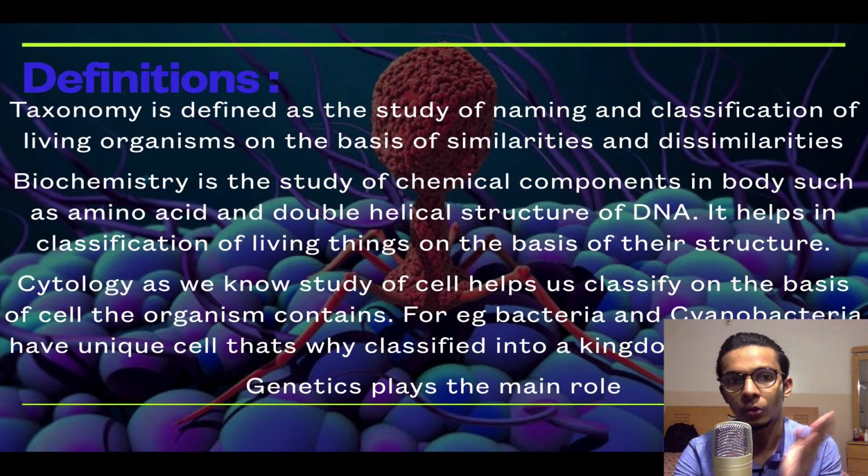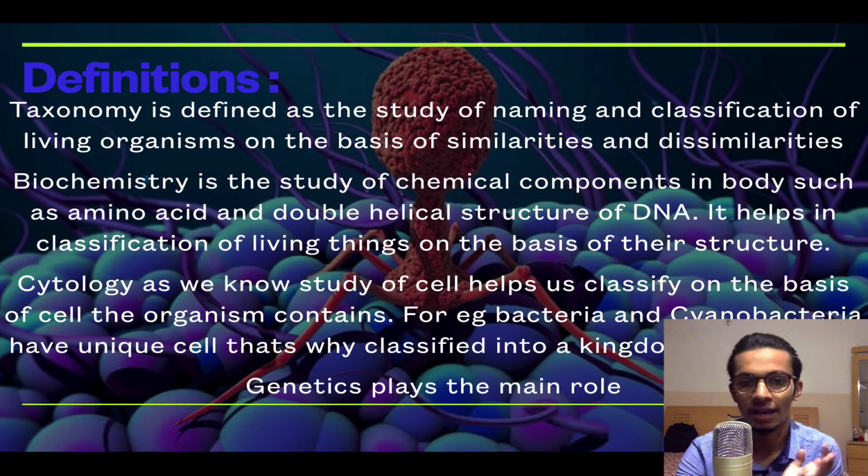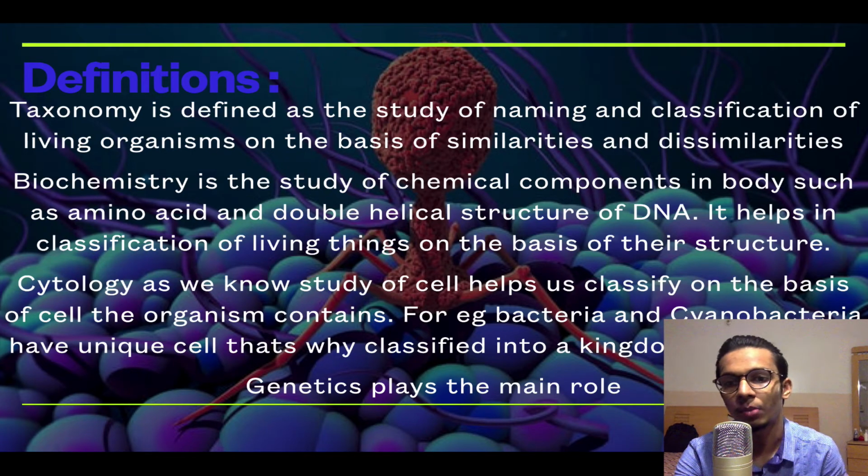There are so many things, but if we say the most important ones due to which we classify organisms, they are biochemistry, on the basis of their chemistry, and cytology, on the basis of their cell studies, the similarities and dissimilarities in their cells. And genetics plays the main role. It is, we can say, the pillar of taxonomy, in which we see that if an organism has the same DNA structure, then it has to be in the same group.